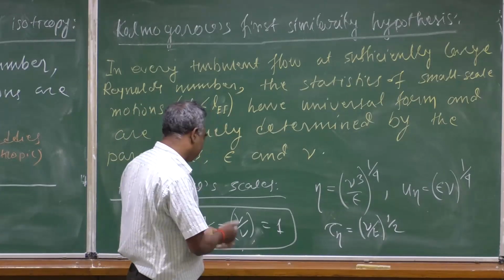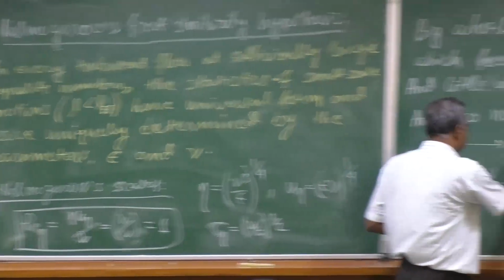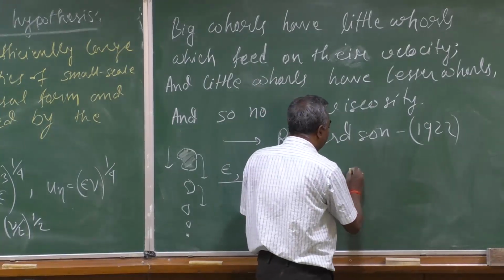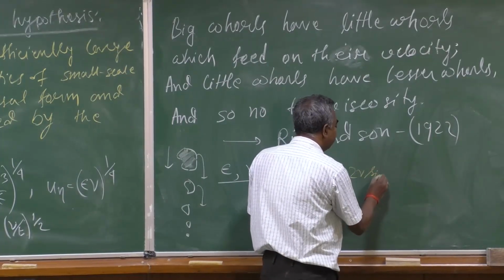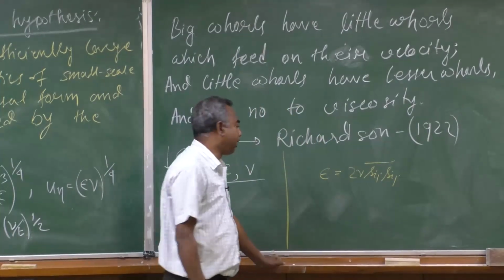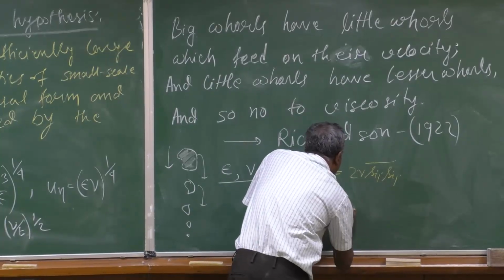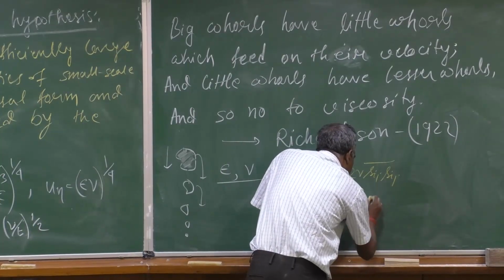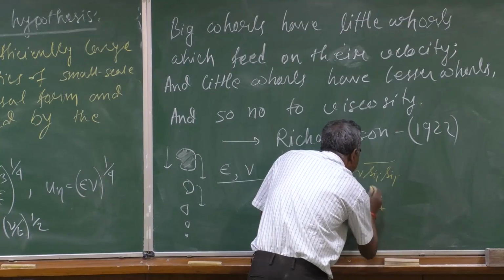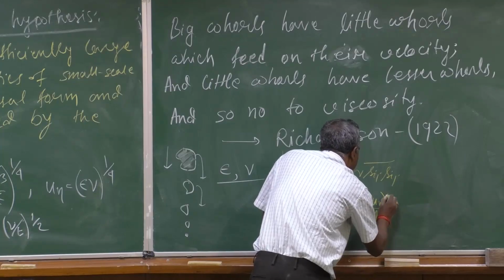Another point, the rate of dissipation. What is our rate of dissipation? Epsilon, and epsilon is equal to twice nu times S ij bar, if you can remember. So, that means the dissipation epsilon can be of the order of nu into u eta by eta, right, u eta square.